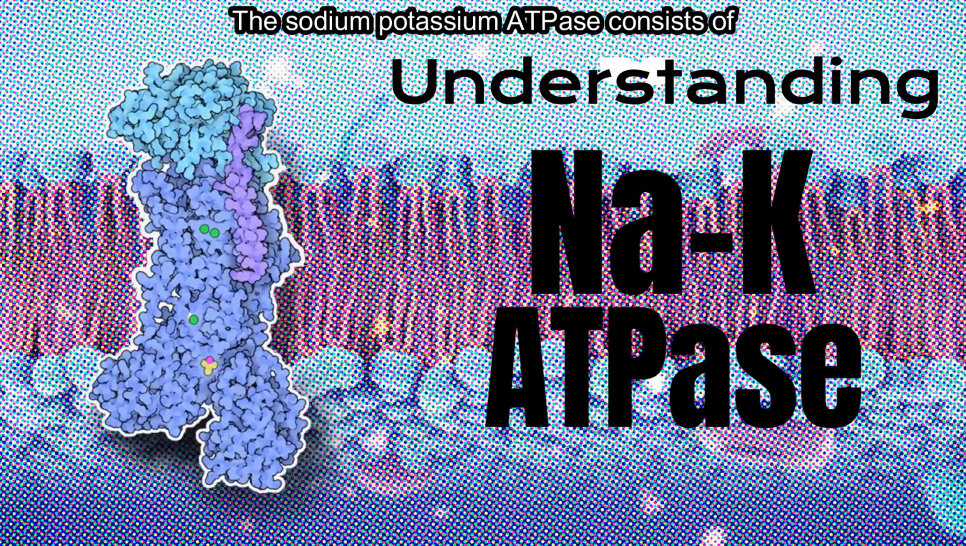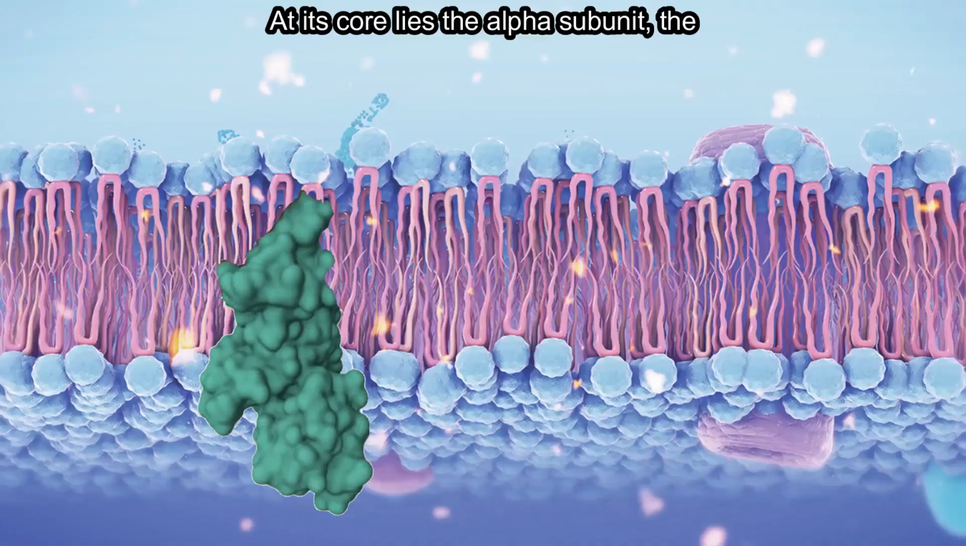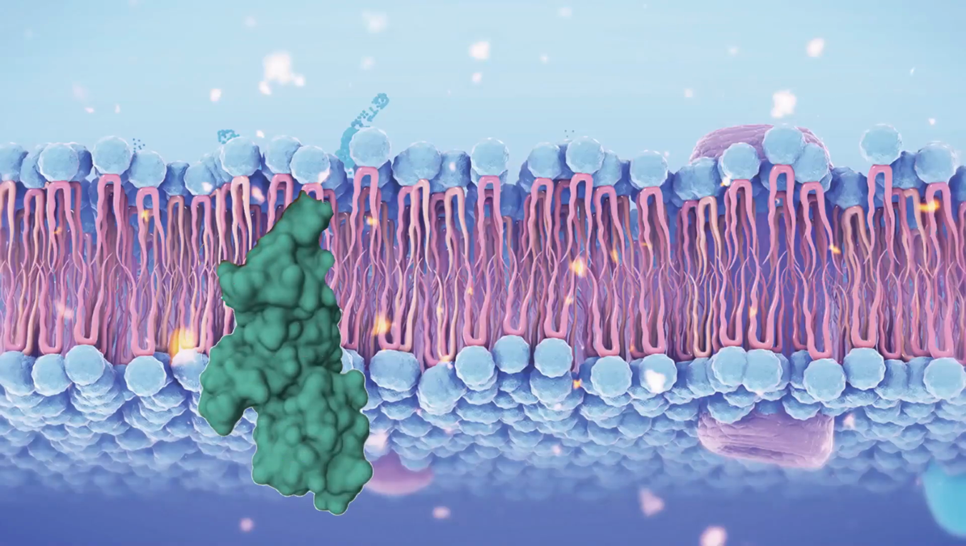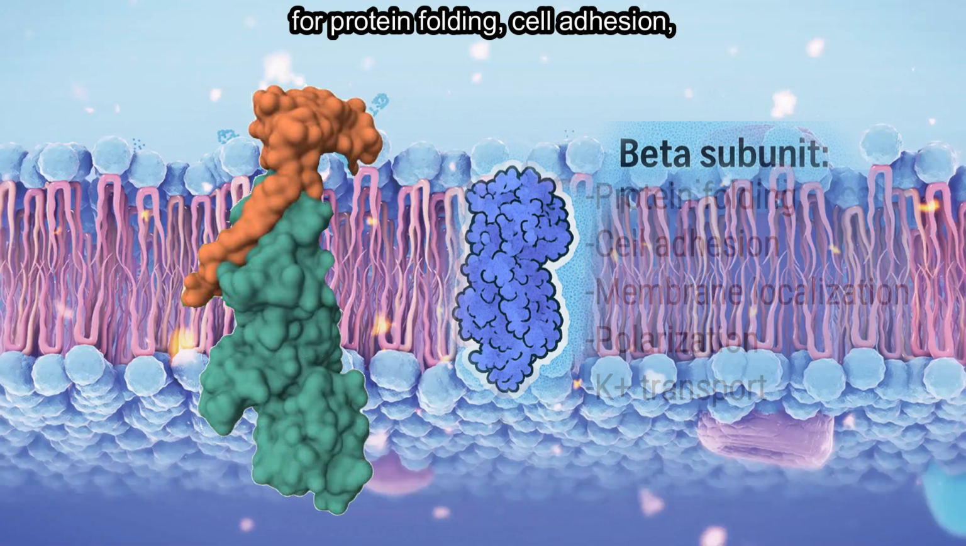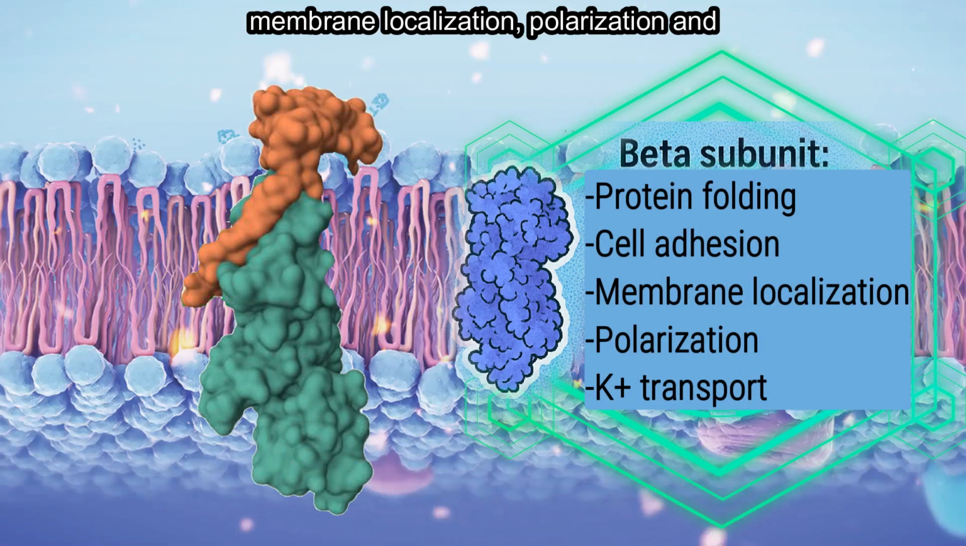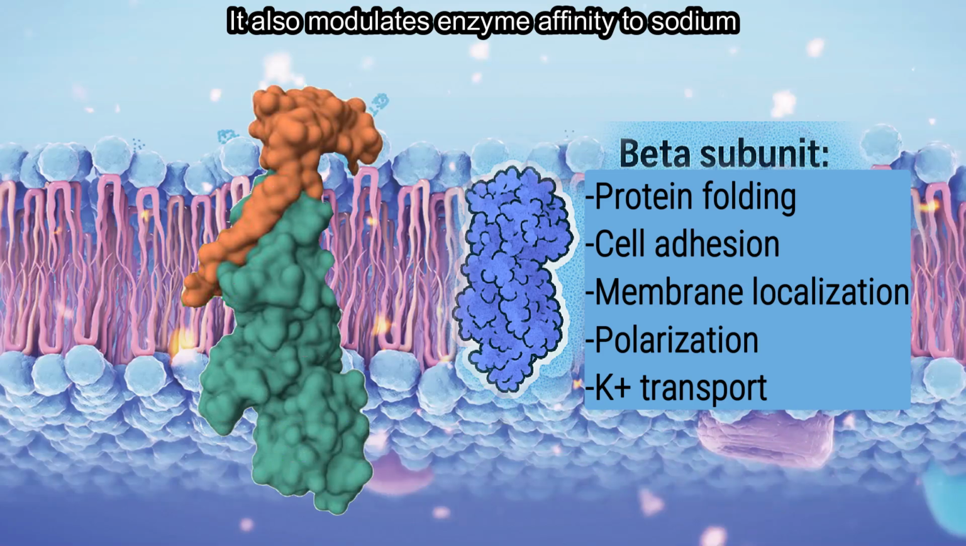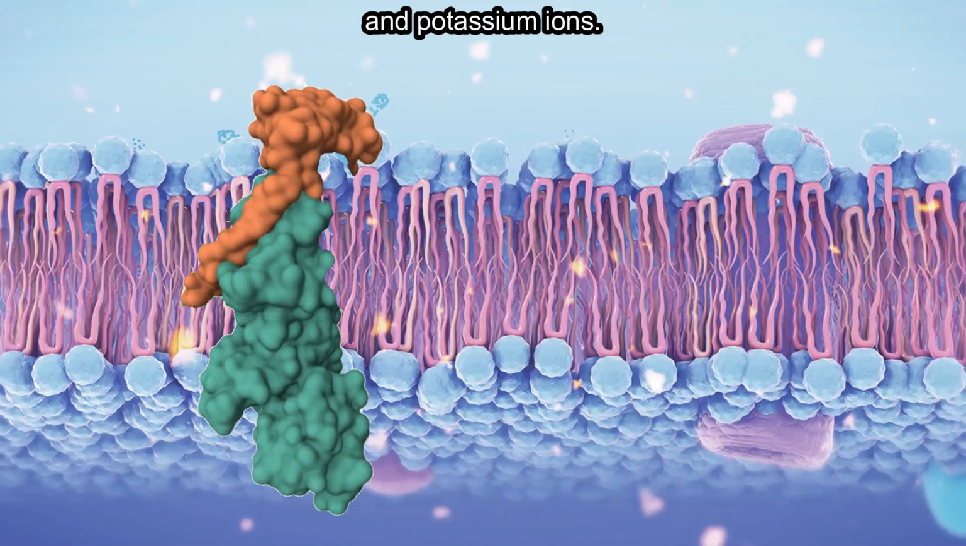The sodium-potassium ATPase consists of three main components. At its core lies the alpha subunit, the catalytic powerhouse. Then there's the beta subunit, essential for protein folding, cell adhesion, membrane localization, polarization, and possibly involved in potassium transport, mainly by its occlusion. It also modulates enzyme affinity to sodium and potassium ions.